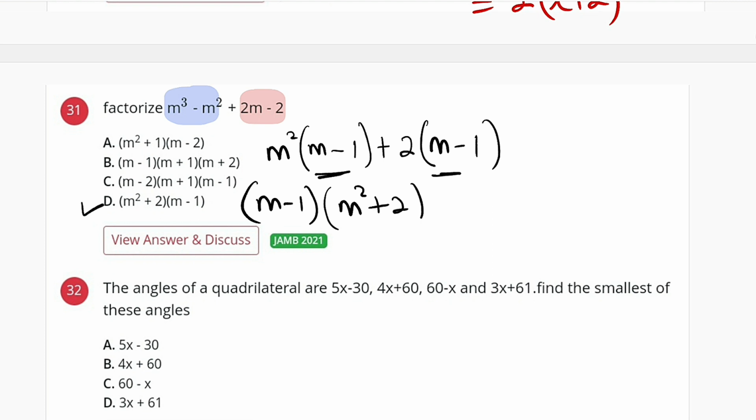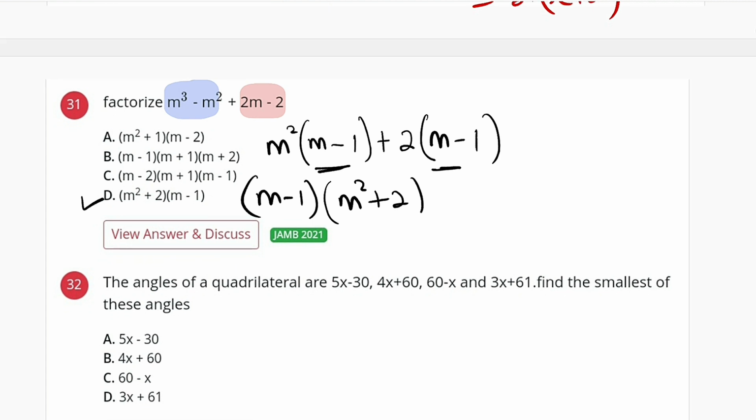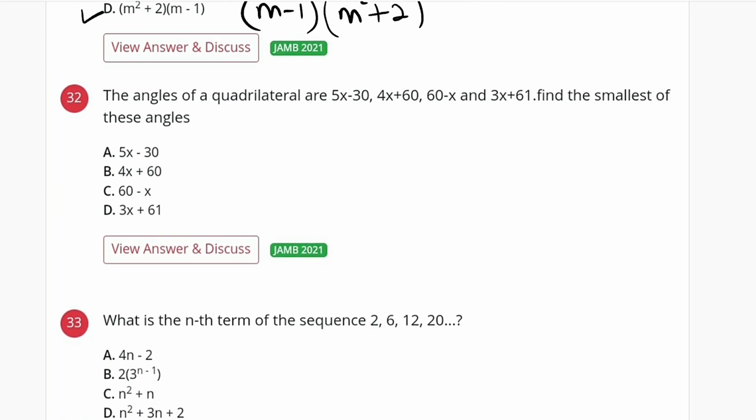M squared plus 2 times m minus 1. All right, question number 32. The angles of a quadrilateral are 5x minus 30, 4x plus 60, 60 minus x, and the last one 3x plus 61. So find the smallest angle here.